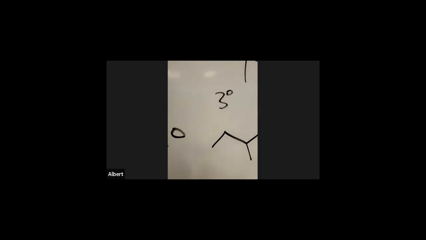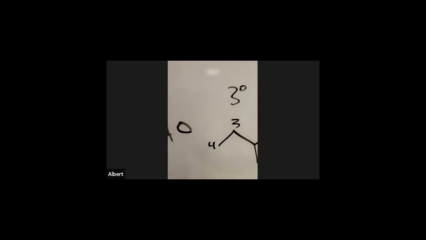Now we name the other product here. This is 1, 2, 3, 4. This is 1-bromo, 2-methyl butane. Those are not the same. Those are constitutional isomers. Are you following that?